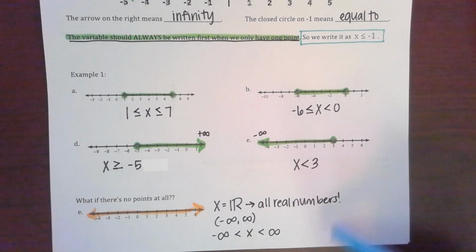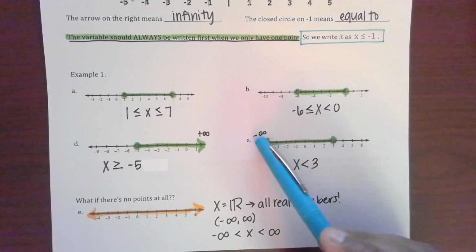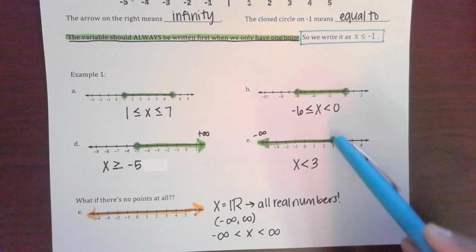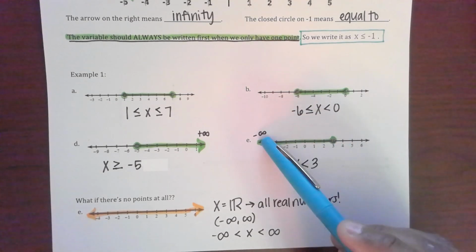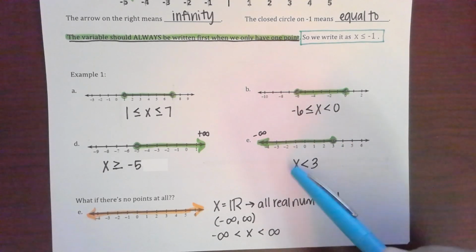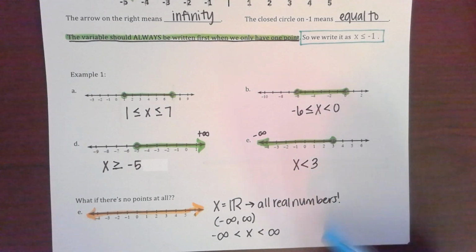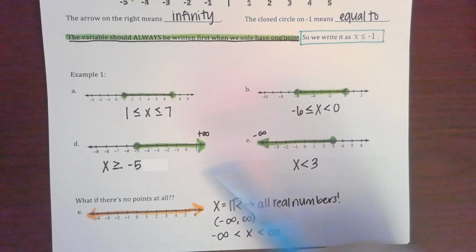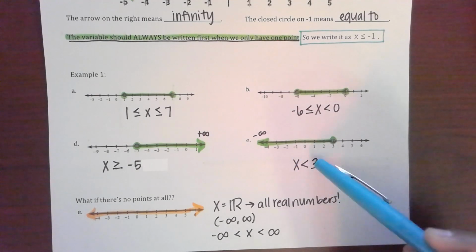E is another example of example number 2, where I still have an endpoint and an arrow, but this endpoint is open at 3, pointing in the left direction, making this x less than 3. So x is less than 3 because it's pointing in the left direction.